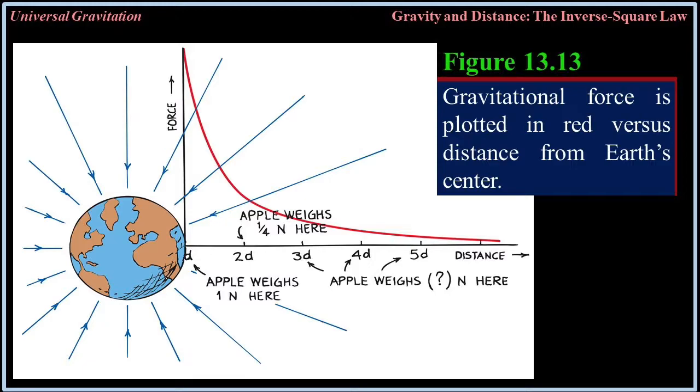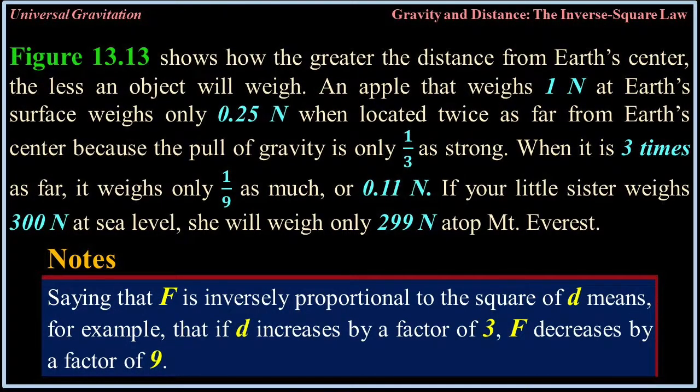Figure 13.13 shows how the greater the distance from Earth's center, the less an object will weigh. An apple that weighs 1 newton at Earth's surface weighs only 0.25 newtons when located twice as far from the Earth's center, because the pull of gravity is only 1/4 as strong. When it is 3 times as far, it weighs only 1/9 as much, or 0.11 newtons. If your little sister weighs 300 newtons at sea level, she will only weigh 299 newtons atop Mount Everest.